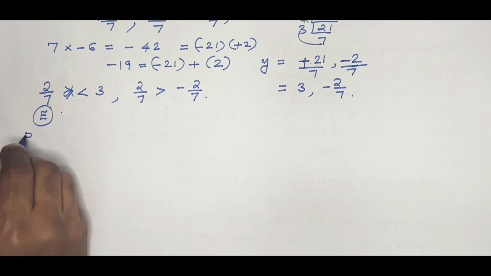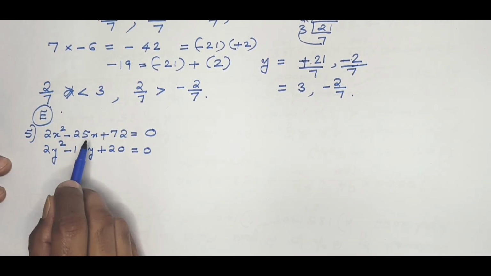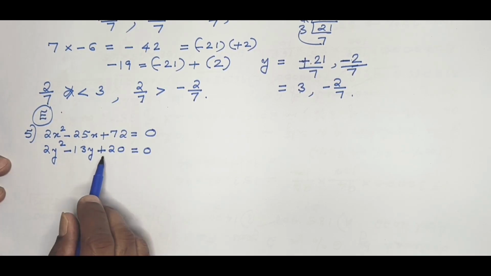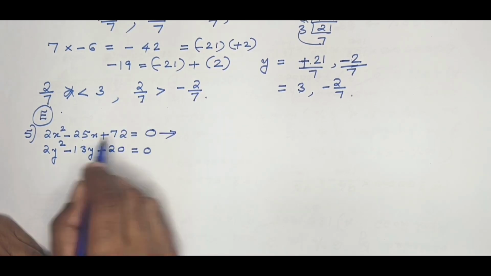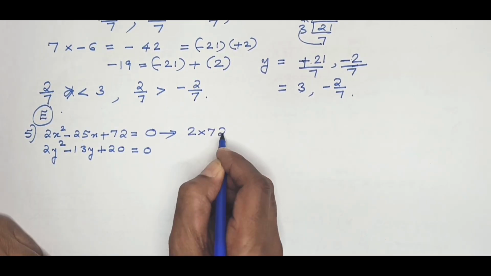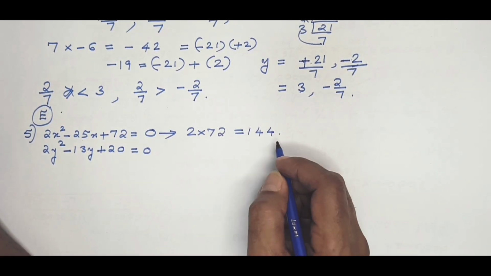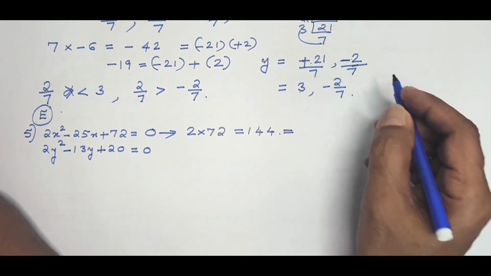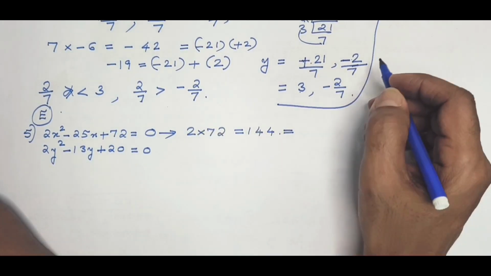We'll do the next one. So the equations are 2x squared minus 25x plus 72 equals 0, and 2y squared minus 13y plus 20 equals 0. So take the first one, multiply 2 by 72. We have 144. Now how do you split 144? Let me do it separately to find how to factorize, so that their sum should be minus 25.